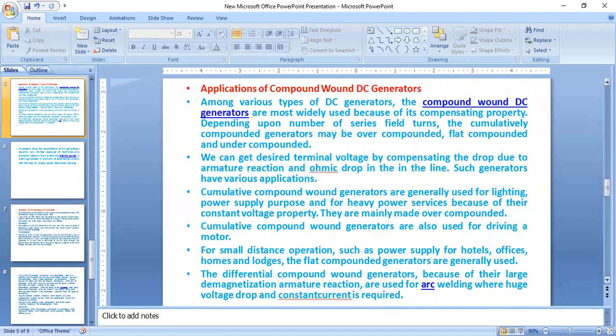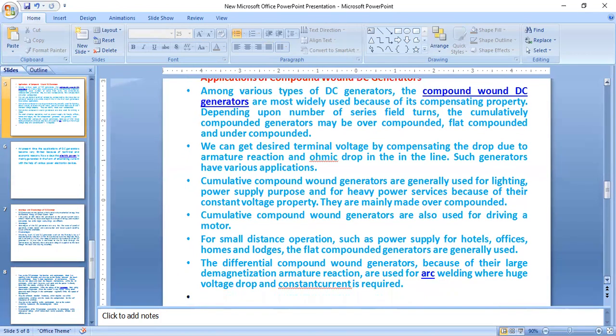Now, applications of compound wound DC generators. Among various types of DC generators, the compound DC generators are most widely used because of their compensating property. Depending upon the number of series field turns, the cumulatively compound generators may be over compounded, flat compounded, and under compounded. We can get desired terminal voltage by compensating the drop due to armature reaction and ohmic drop in the line. Such generators have various applications.